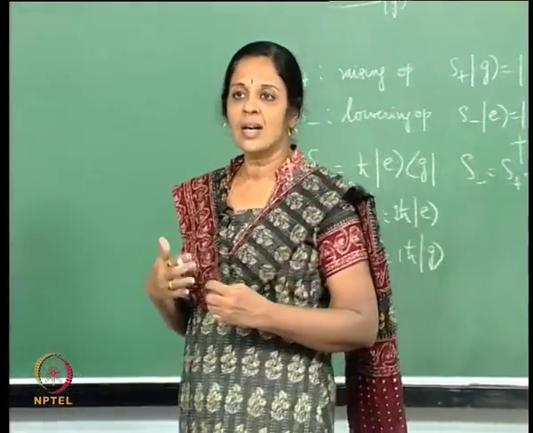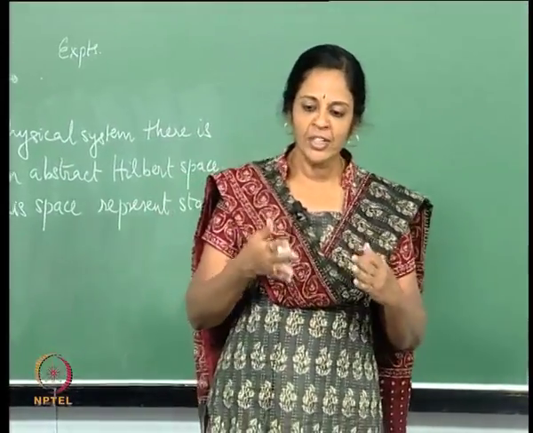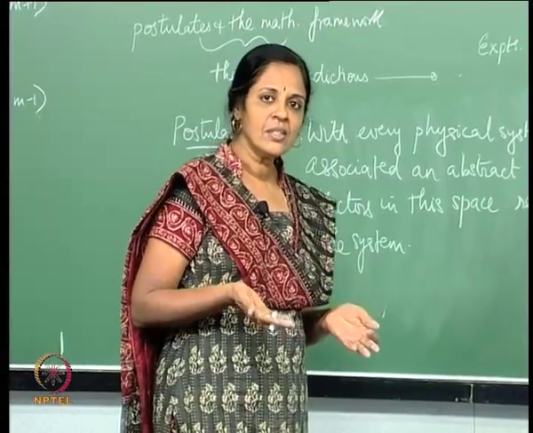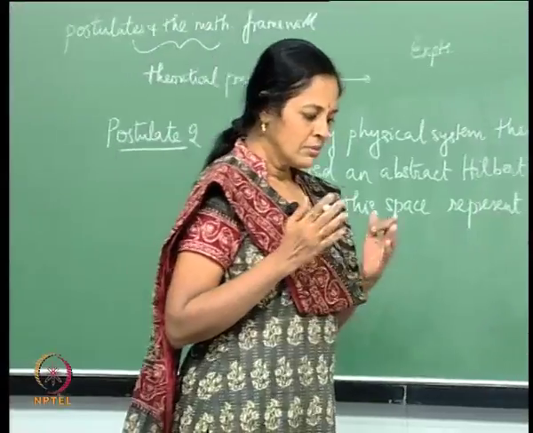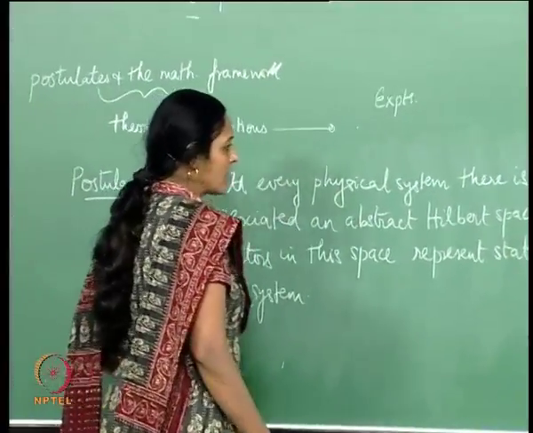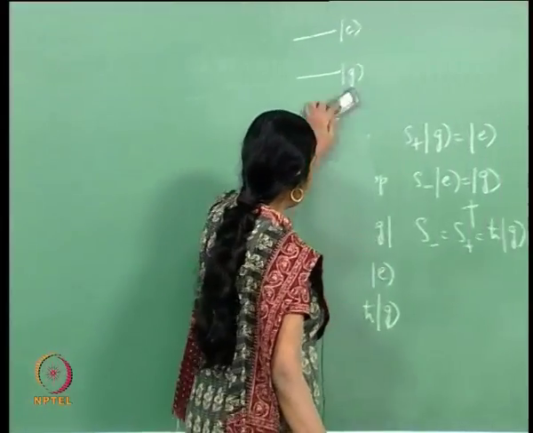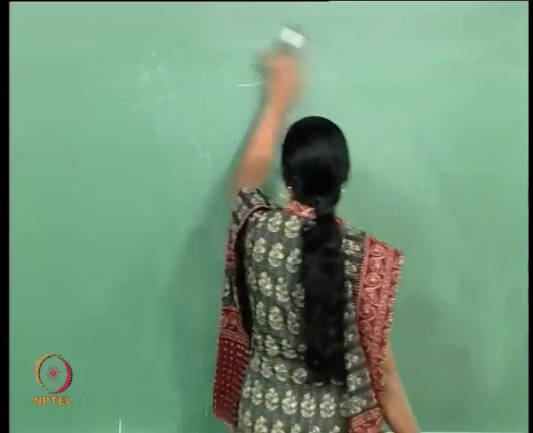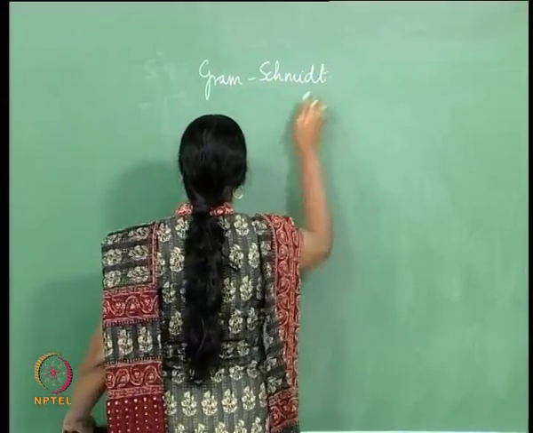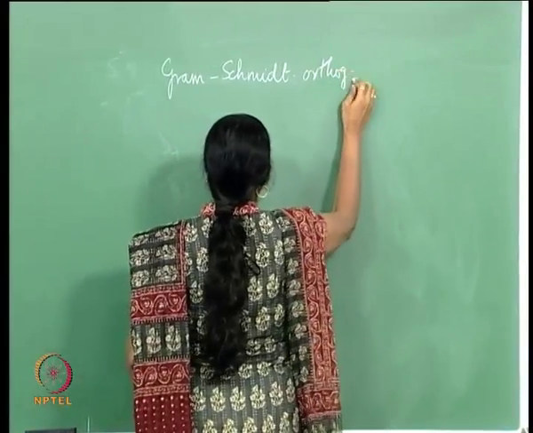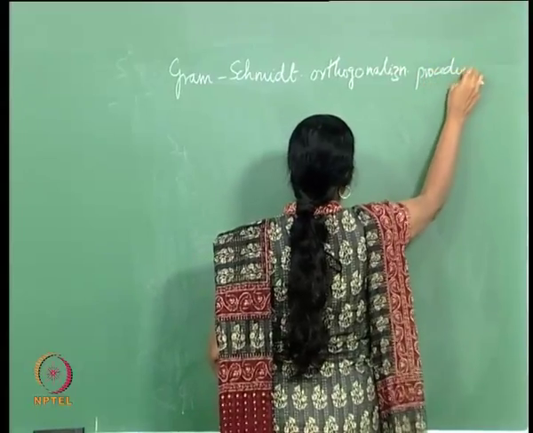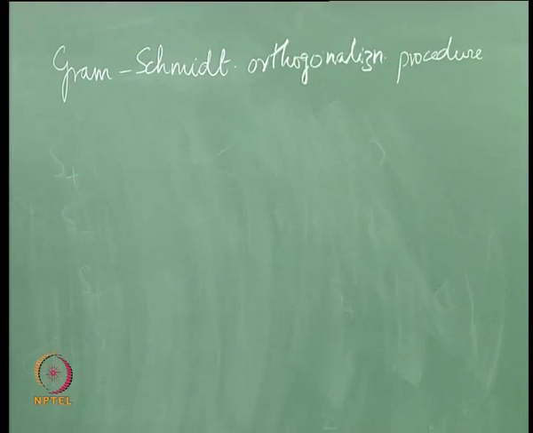By definition, these are linearly independent vectors and every vector in the space can be expanded as a superposition of these basis vectors. Now, it is very convenient to choose an orthonormal basis, where the basis vectors are mutually orthogonal and normalized to unity. The orthonormalization, as I indicated in my last lecture, is done through a procedure called the Gram-Schmidt orthonormalization procedure. And before we proceed, it is good to understand this procedure.